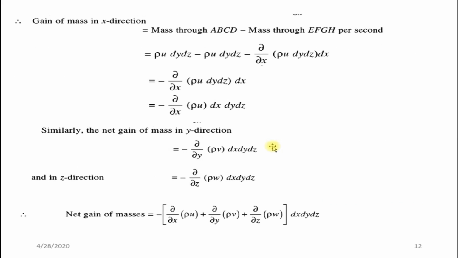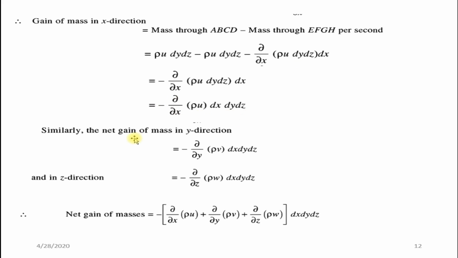So I will just highlight the things. Net gain of mass is an important equation. First you find the gain in x direction by substituting mass flow rate through ABCD minus mass flow rate through EFGH. Finally you will get ∂/∂x of (ρu) dx dy dz.